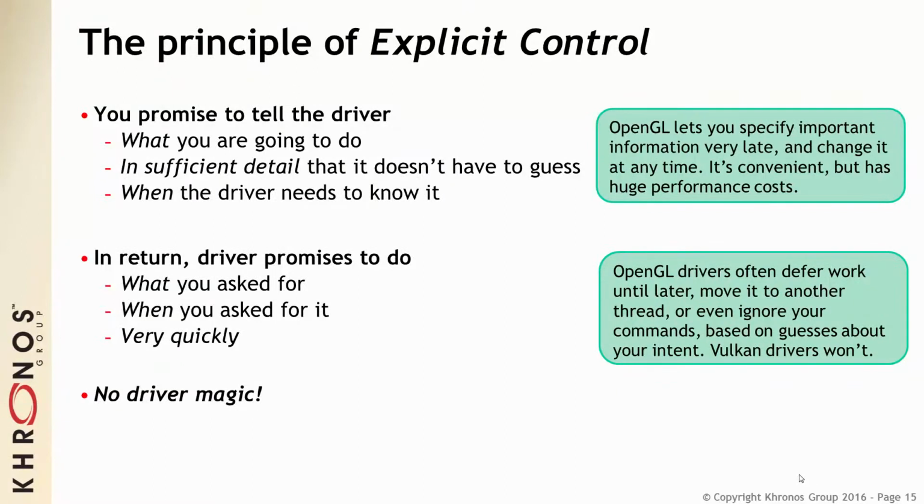What do you get back as a reward for that? In return, the driver promises to do exactly what you told it to, and exactly when you told it to. This has a big impact on real-time applications. If you've tried to write a game, you're probably familiar with getting frame hitches where the driver, very late in the game, in the middle of your render loop, suddenly decides, gee, I think I need to recompile this shader, and it forks off the GLSL compiler, and your frame just stops for a second. That's bad. Vulkan promises not to do that.